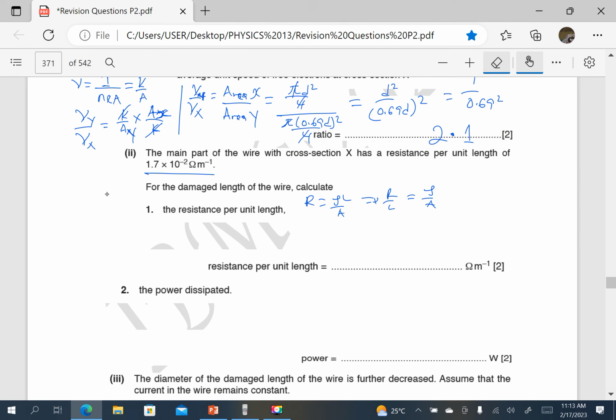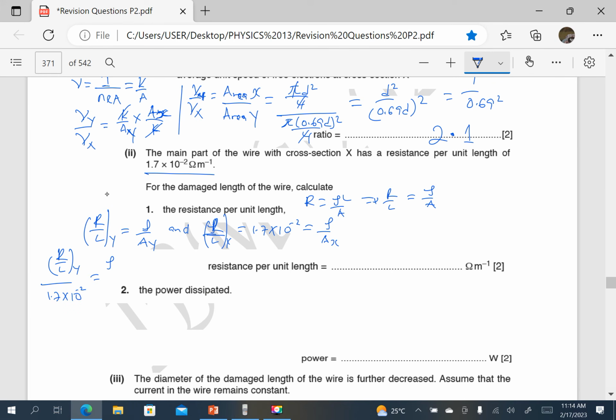Therefore, I'm going to come up with two equations. So I'll say resistance per unit length of wire Y is going to be rho divided by area of Y. And resistance per unit length of wire X is given as 1.7 times 10 power negative 2, but it is equal to rho divided by area of wire X. So I want the resistance per unit length for the damaged section, which is for Y. So I'm going to just divide the two equations. So resistance per unit length of Y divided by that for X, which is 1.7 times 10 power negative 2, is equal to rho over area of Y divided by rho over area of X. So we get the reciprocal.